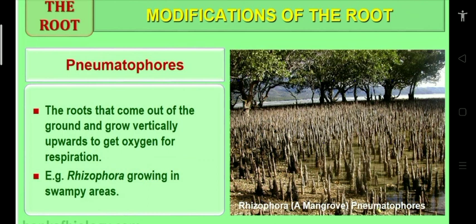Modification of the root for respiration: pneumatophores. Roots generally grow downwards. But some plants growing in swampy areas, like mangrove plants, have roots that grow vertically upwards to get oxygen for respiration. Those types of roots are nothing but pneumatophores. Just see the diagram. For example, Rhizophora, a mangrove plant, has roots going vertically upwards. They take in oxygen. Rhizophora grows in swampy areas, mangrove trees, for respiration.